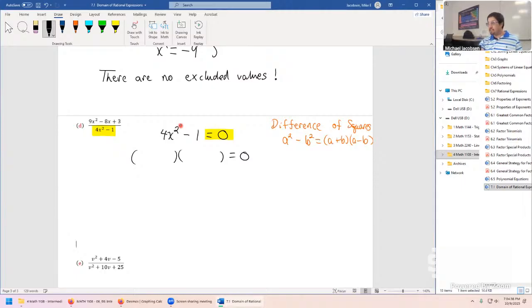To get a 4x squared, just multiply 2x times 2x. Signs of the middle are mixed, so plus and minus. And 1 is a perfect square because 1 is equal to 1 times 1. Now we're back to the zero product property. Take both of the factors, set them to 0, and solve.